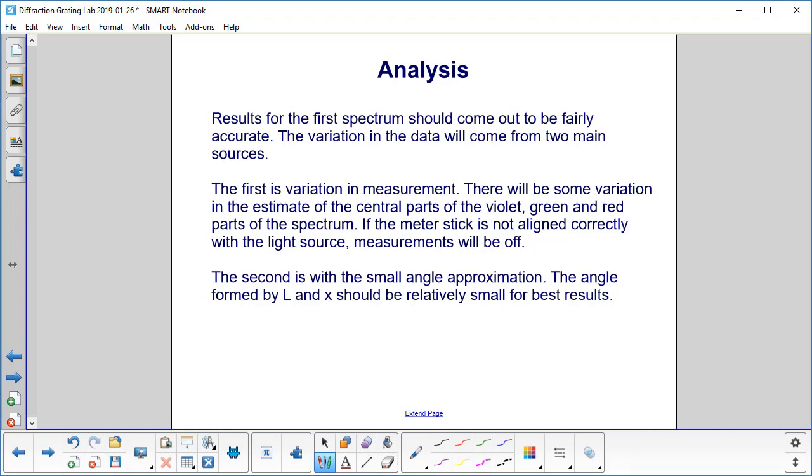The variation in data will come from two main sources. The first is measurement. There will be some variation in the estimate of the central parts of the violet, green, and red parts of the spectrum. Also, if the meter stick is not aligned correctly with the light source, measurements will be off. The second is mathematical, the small angle approximation. The angle formed by L and x should be relatively small for the best results, and that happens, of course, when m is equal to 1.